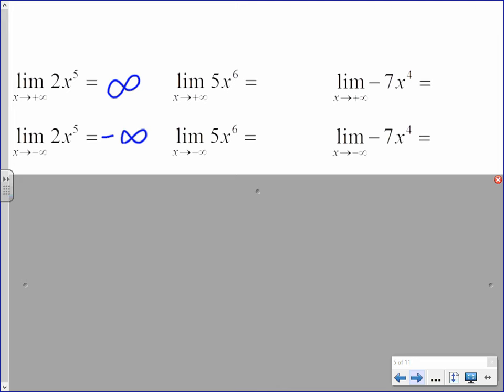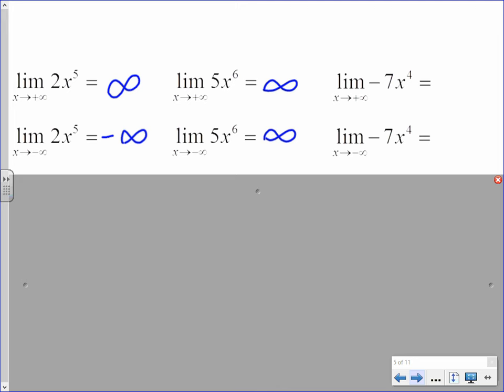Next example, the limit as x approaches positive infinity of 5x to the sixth, and the limit as x approaches negative infinity of 5x to the sixth. Aaron, what's happening towards the right side of our graph? We're rising, so we're going to positive infinity. Cole, what about the left side? You're also rising. Okay. Negative 7x to the fourth.